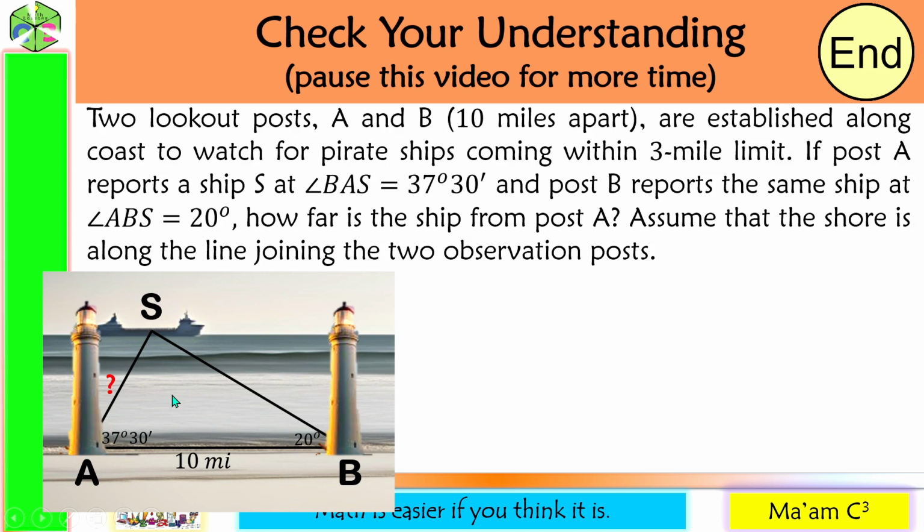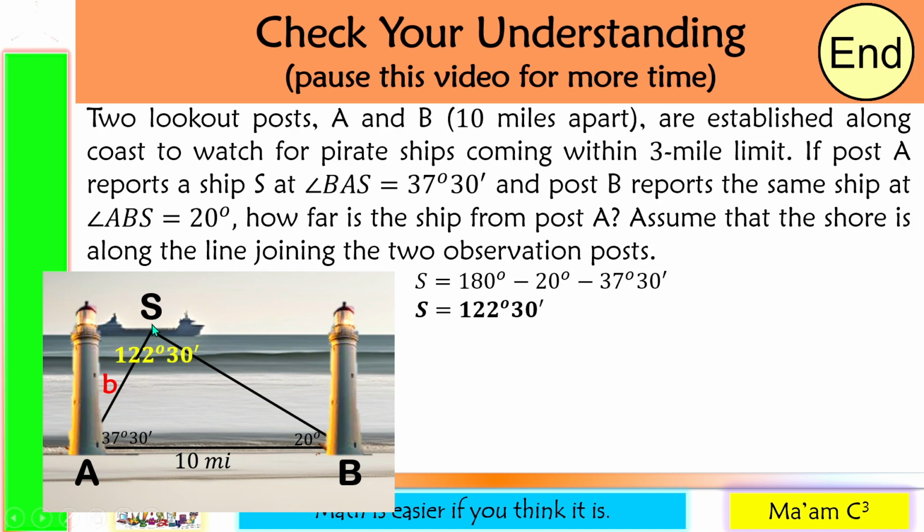This side is opposite this angle, so this is side B. Since I already have the measures of two angles here, I can easily compute the measurement of this angle by subtracting these two from 180 degrees. And this will give me 122 degrees, 30 minutes. Let me write it here. So let us analyze. We have here angle, side, angle, ASA. And this can be solved using sine law.